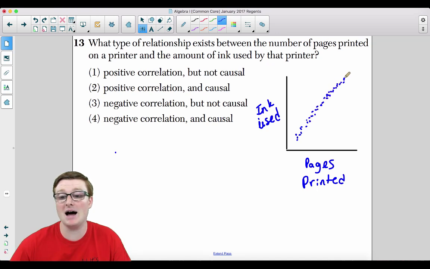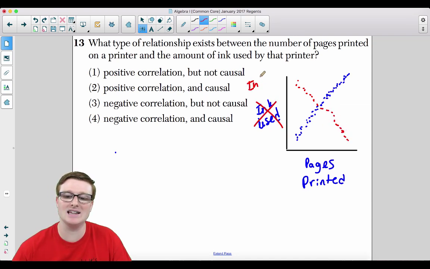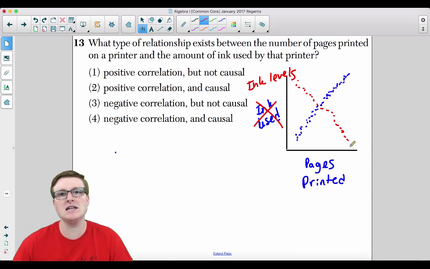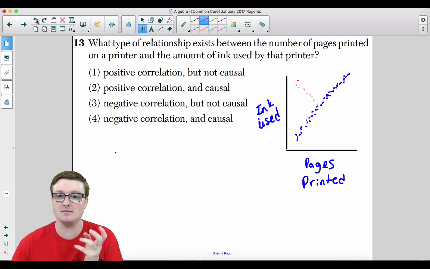It is definitely a positive correlation because the pages you're printing and the ink used are both going up. A common misconception is that people say it's going down. For example, some people don't call this ink used, they call it ink levels, and they may say the more pages you print, the ink levels decrease. Be careful, that's not what it's asking you. It's asking you the amount of ink used. Some people make that common mistake and say negative correlation, but it's not a negative correlation.